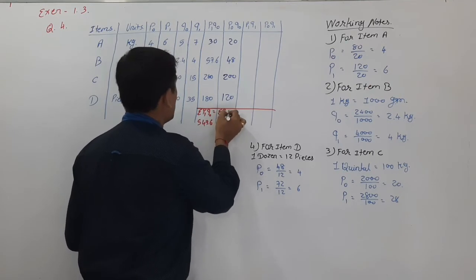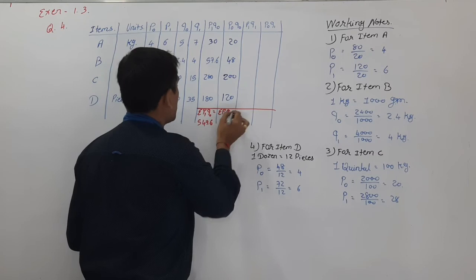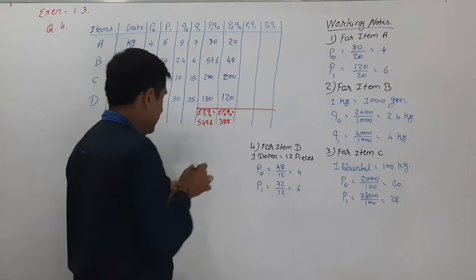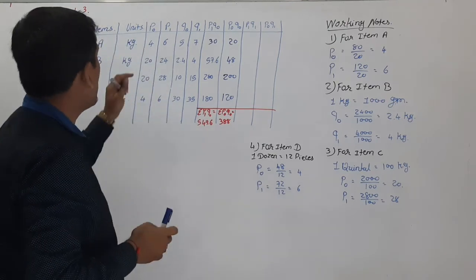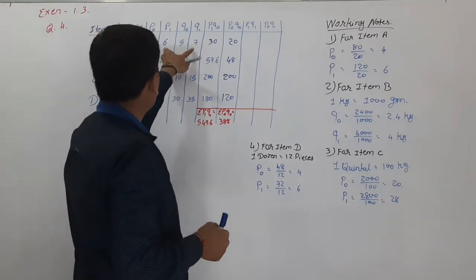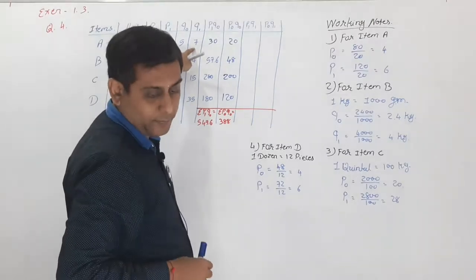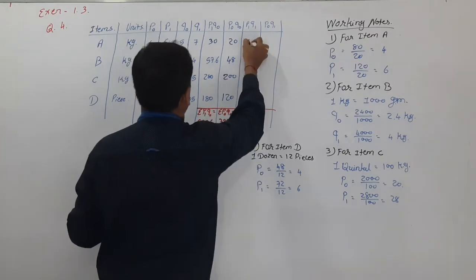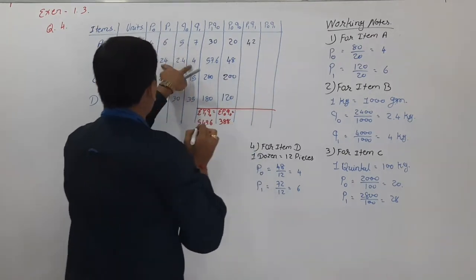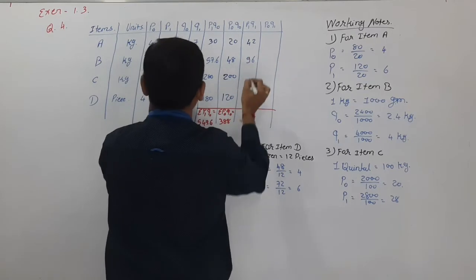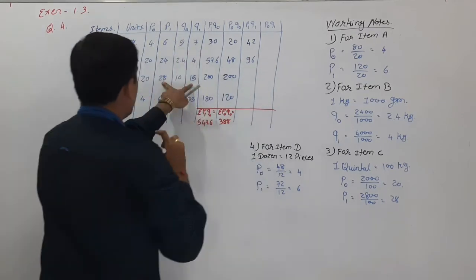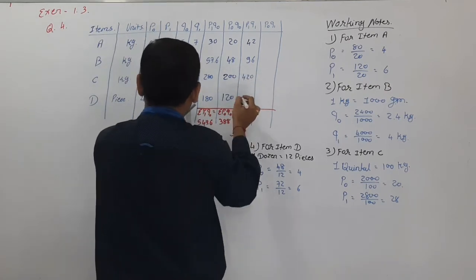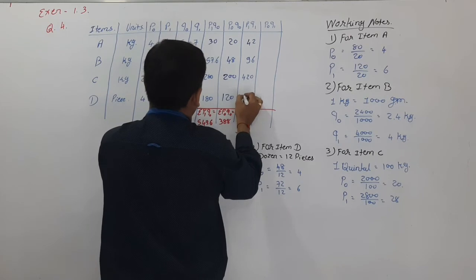Sigma P0 Q0 is equal to 388. Now the multiplication of P1 Q1. This is the P1, this is the Q1. Now see here, 6 7s are 42, 24 4s are 96, 28 15s are 420, and 6 35s are 210.